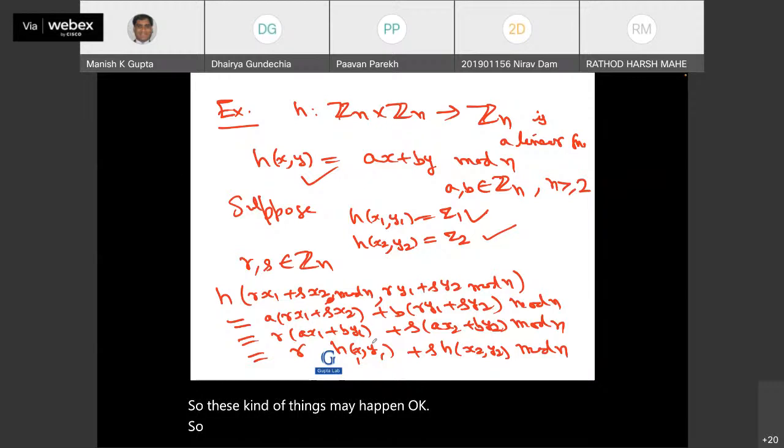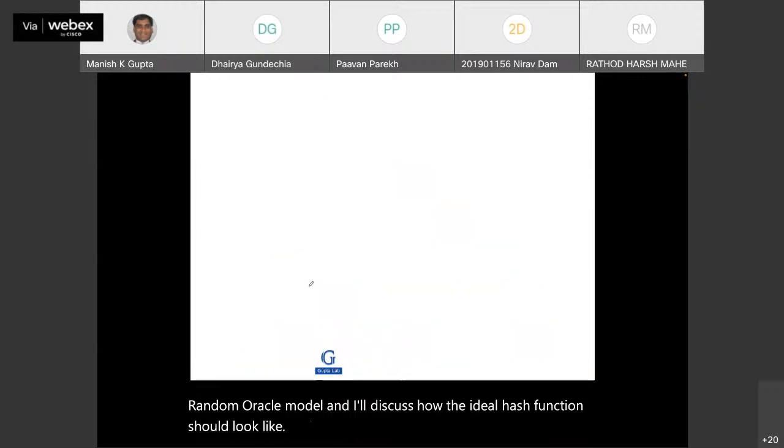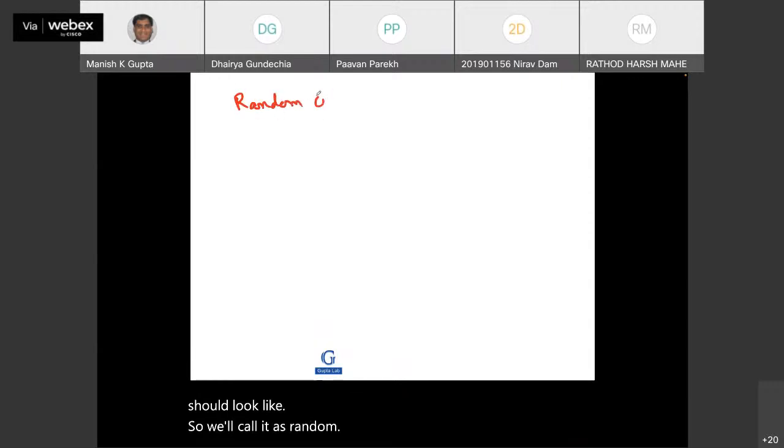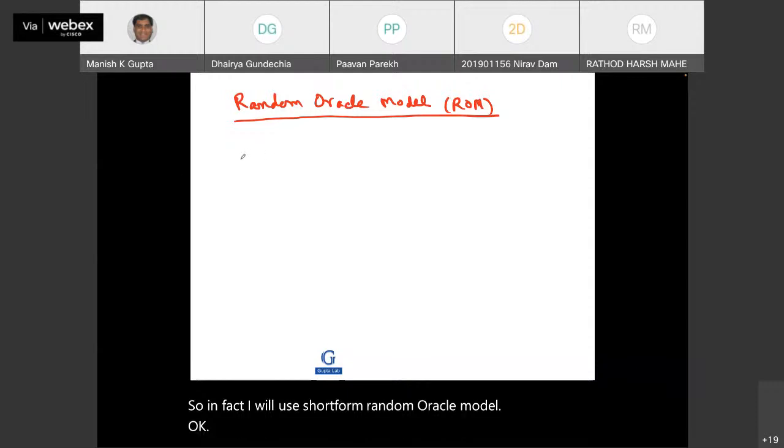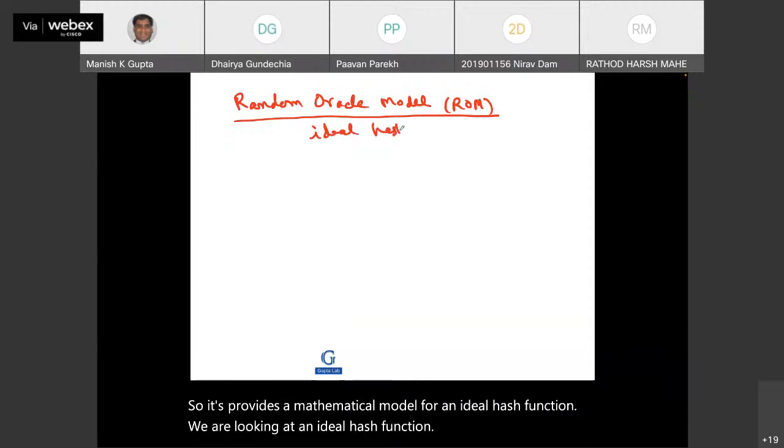So now I think I am ready to describe the random oracle model, and I'll discuss how the ideal hash function should look. We'll call it the random oracle model. In fact, I will use the short form, ROM. It provides a mathematical model for an ideal hash function. We are looking at how the hash function should look.